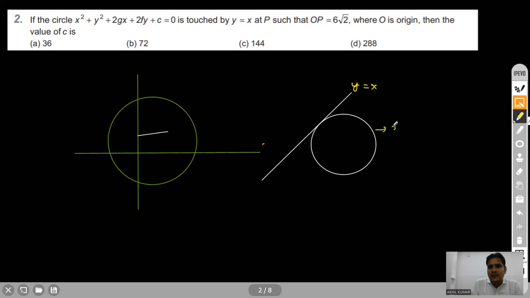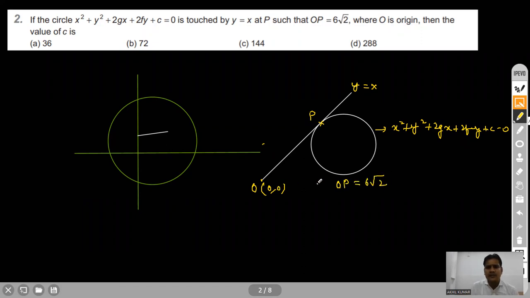This is our circle, x square plus y square plus 2gx plus 2fy plus c equal to 0. And this line is touching this circle at point P, right? And one distance is given. OP is given as 6 root 2. Suppose I am taking this as O, whose coordinates are 0, 0.